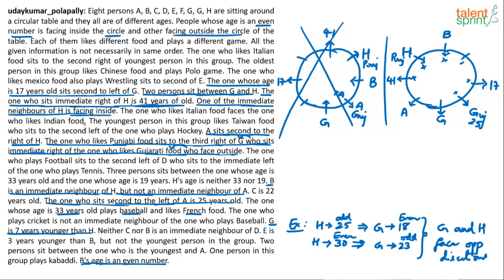Many possibilities are there. The youngest person in this group likes Taiwan food and sits second to the left of the one who plays hockey. No. The one who plays football sits second to the left of D, who sits to the immediate left of the one who plays tennis.